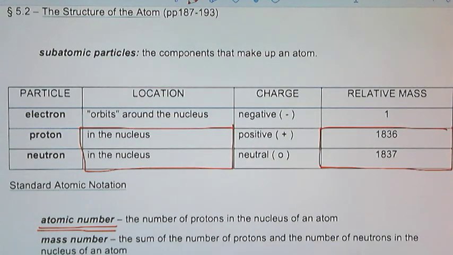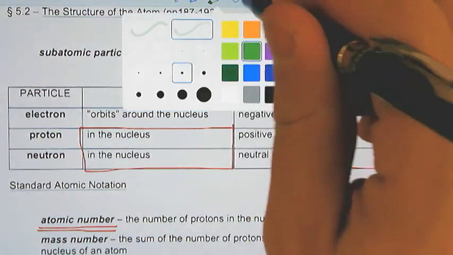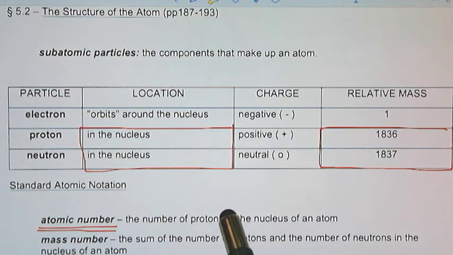The atomic number tells us the number of protons in the nucleus of an atom. So for example, if hydrogen has an atomic number of 1, then that tells us that hydrogen has 1 proton in its nucleus. If helium has an atomic number of 2, that tells us that helium has 2 protons in its nucleus.